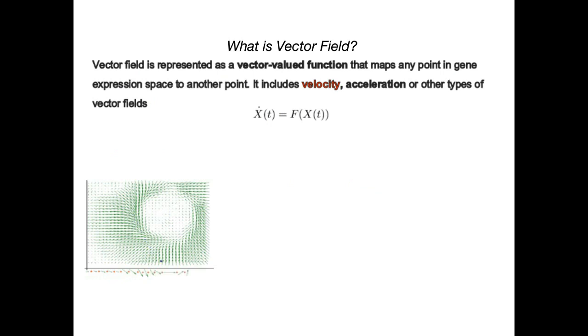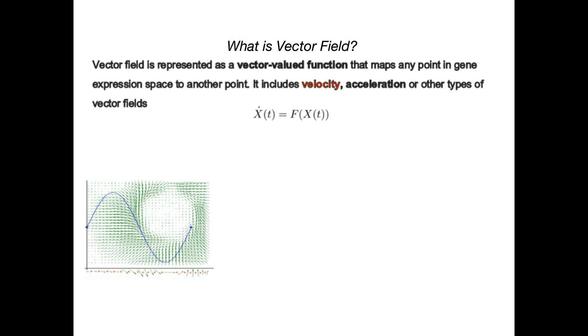To put it simply, the vector field can be represented as a vector-valued function that maps any point in the gene expression space to another space. So it can include the velocity, acceleration, or other types of vector field. Shown here, this equation represents a velocity vector field. So what can we do with it?